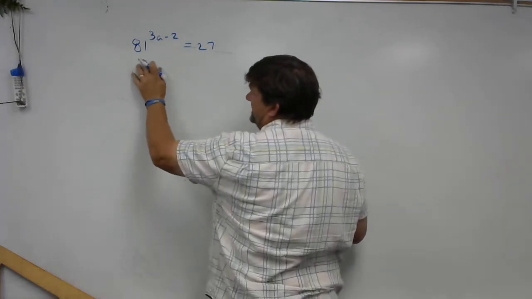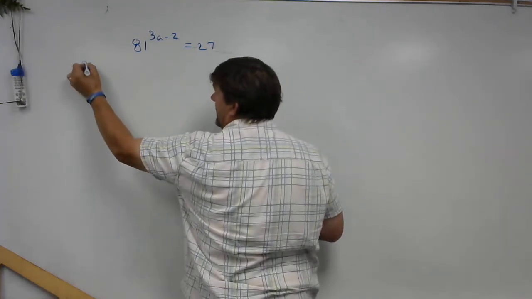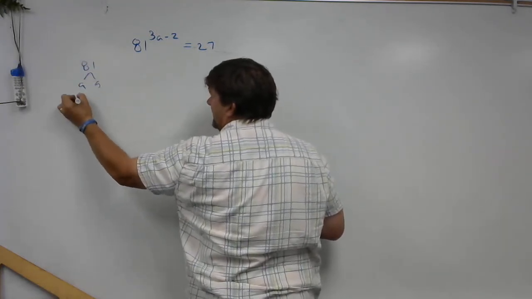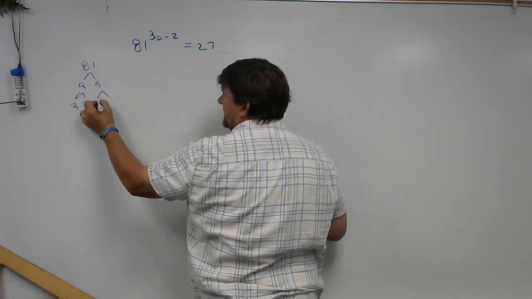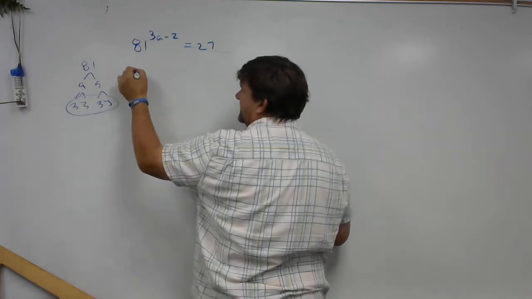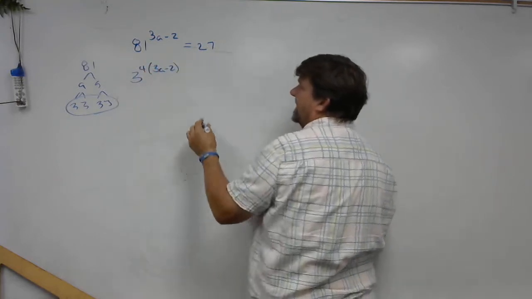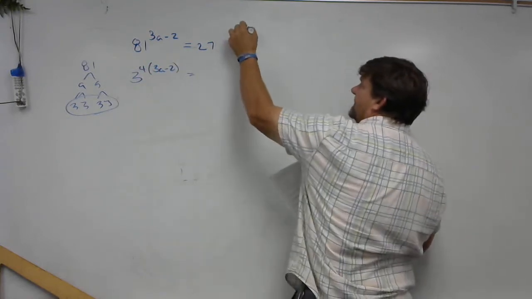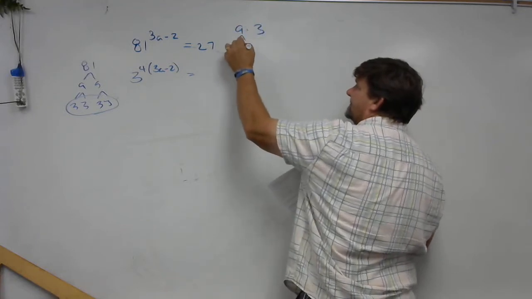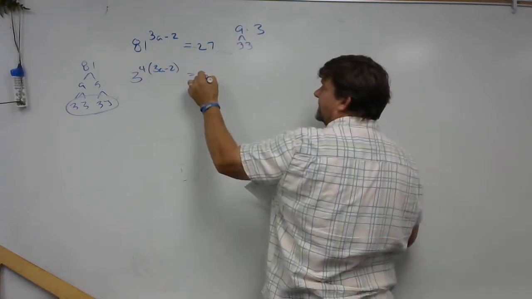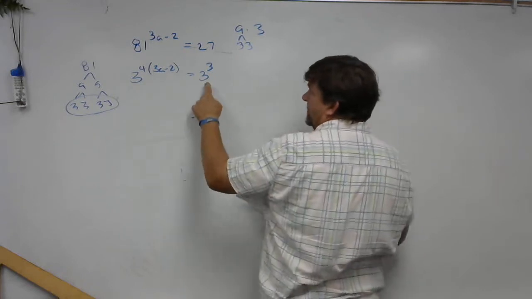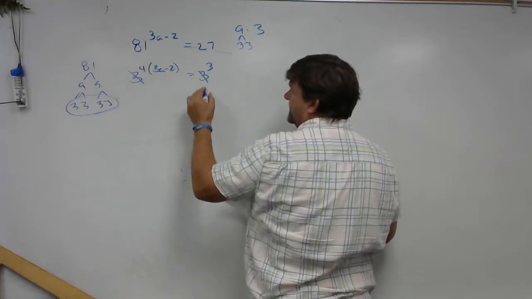I'm going to change this to the same base. 81 can be 9 times 9, which can be 3 times 3, 3 times 3. That means that's 3 to the 4th power. This one can become 9 times 3, and this becomes 3 times 3, so I end up with 3 to the 3rd power times the quantity 3a minus 2. I created my 1-to-1. Those disappear.